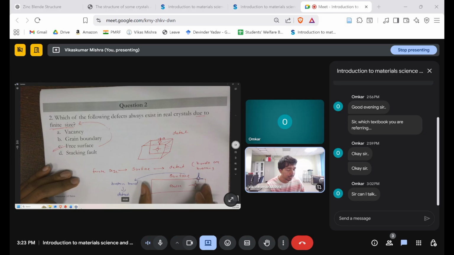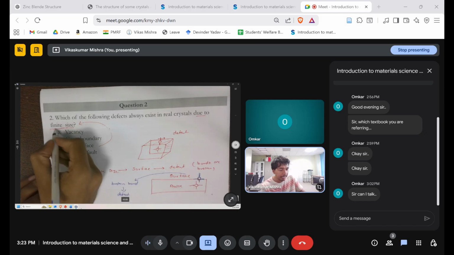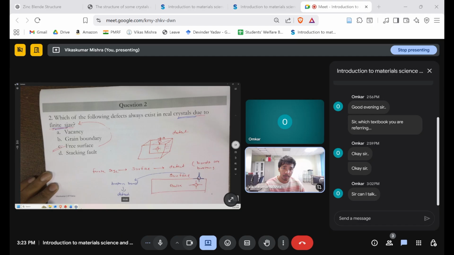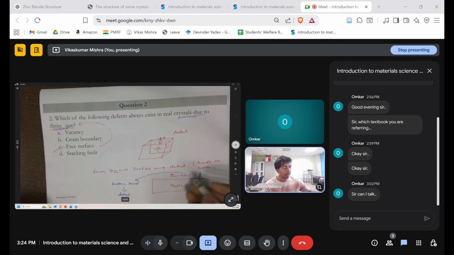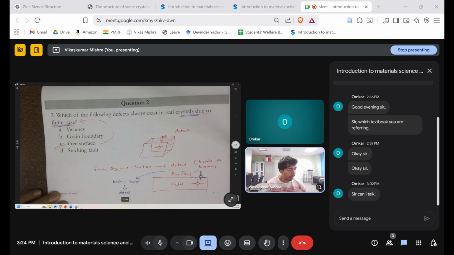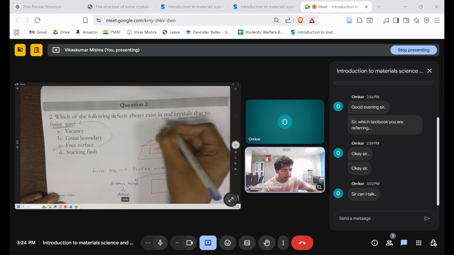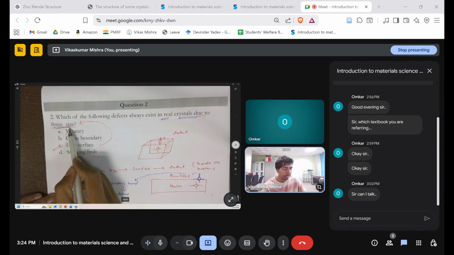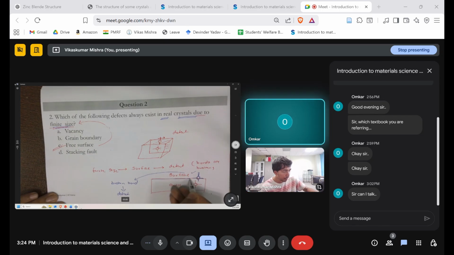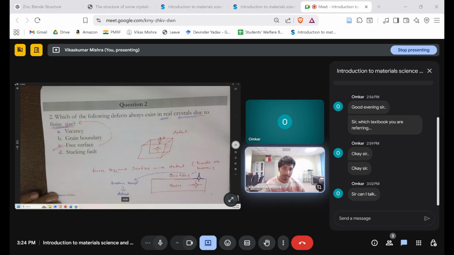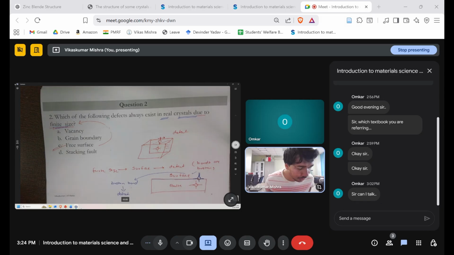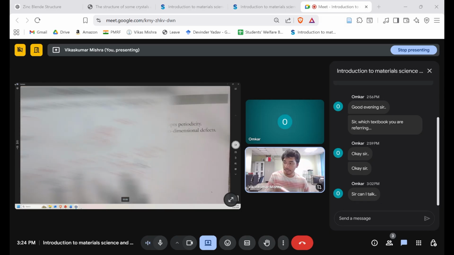A surface will always be there because of the finite size of the sample. If the sample is infinite, in a world where a crystal is of infinite size, it will never have a surface, and so it will be perfect. But in reality, a real crystal has a finite size, which leads to a surface, and the surface atoms have broken bonds, which is a defect. Clear? Great. Let's move to the next part, question number 3.